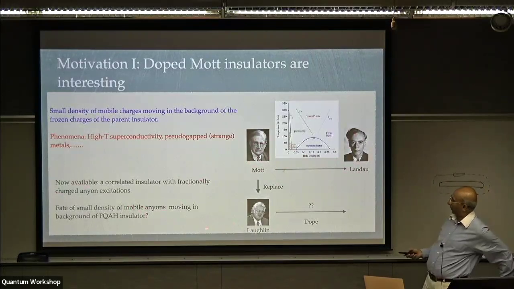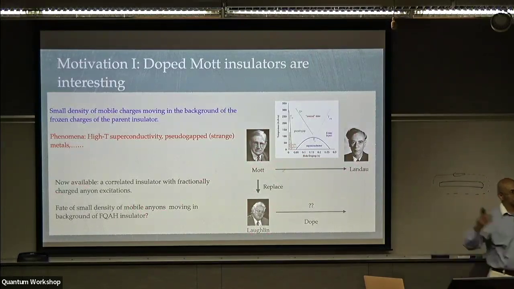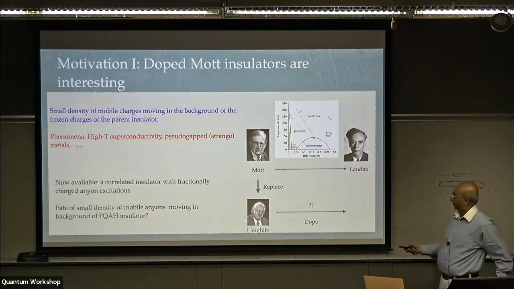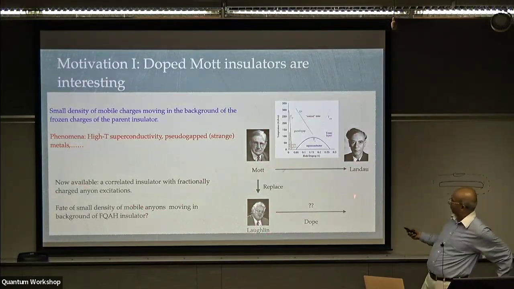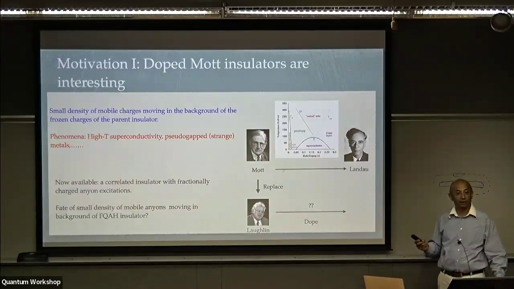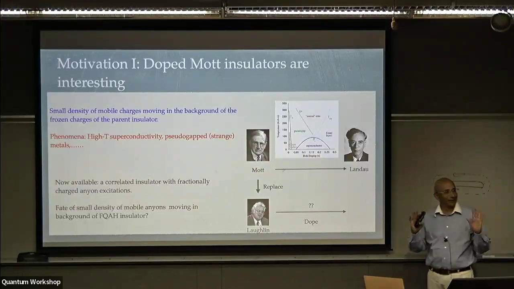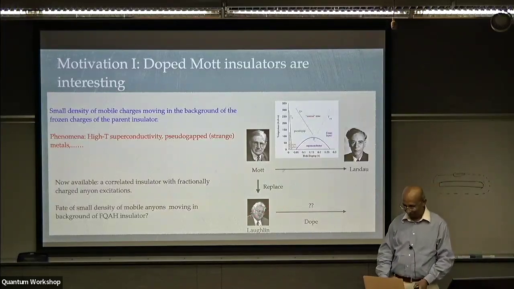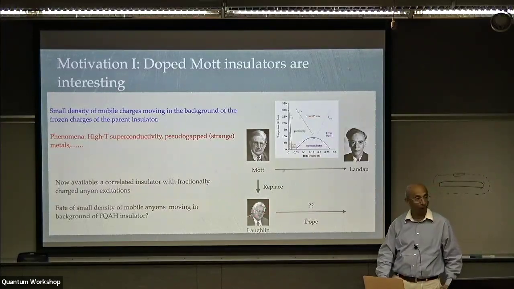And then what happens when we dope? So if we replace Mott by Laughlin, because of the fractional quantum Hall effect, and then we dope, then we'll eventually end up with the Landau Fermi liquid. So now when Laughlin and Landau fight, who's going to win? Right? So that's the question. I gave this talk at Stanford last month, and Laughlin was in the audience, and he said, of course, Landau will win. As you'll see, Laughlin was right.